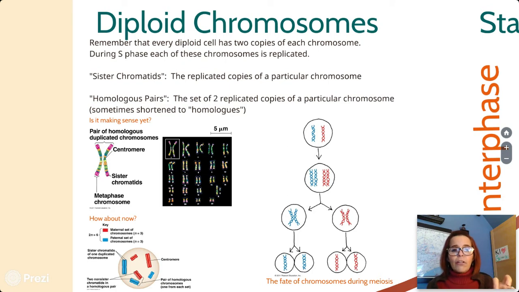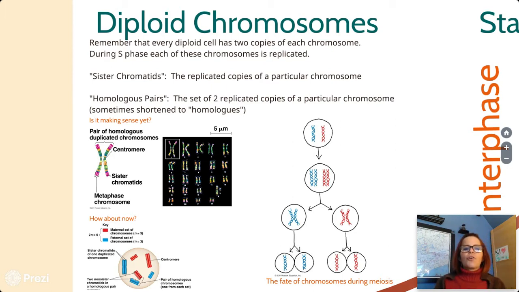Okay, so it says here, remember that every diploid cell has two copies of each chromosome. You got half of the chromosomes from dad, and you got half of the chromosomes from mom. During S phase, each of these chromosomes is replicated, so then they become bivalent. So now you have a pair of bivalent chromosomes. Right now you could draw two X's in your notes. This is a bivalent chromosome. This is a bivalent chromosome. Now we have one from mom and one from dad.